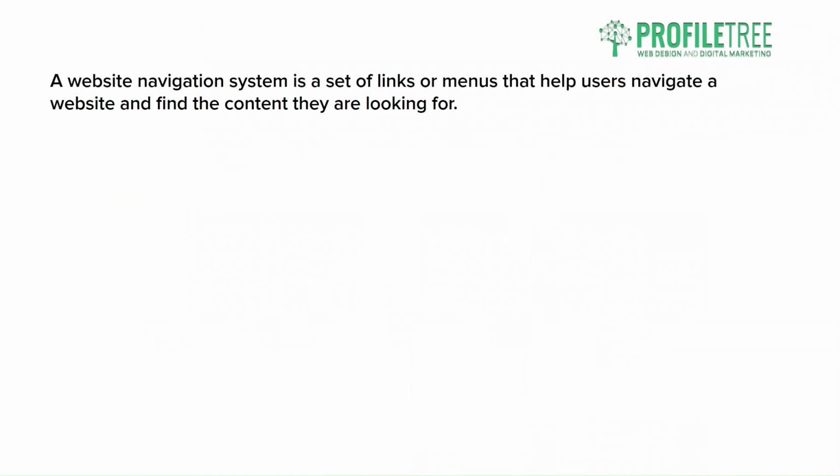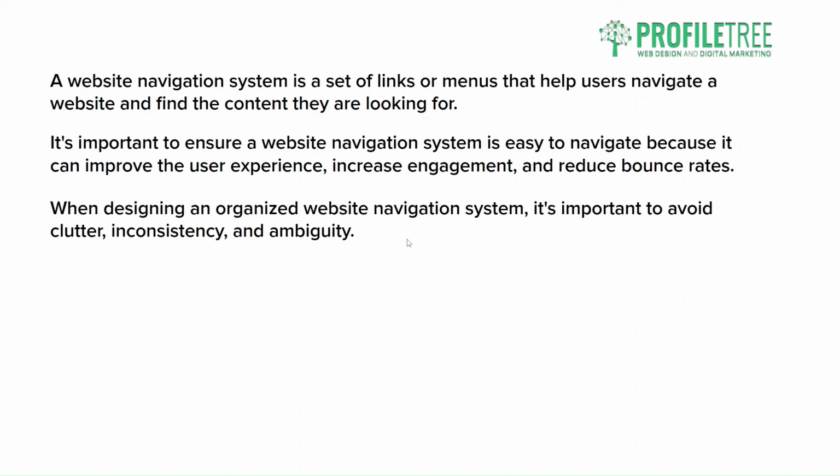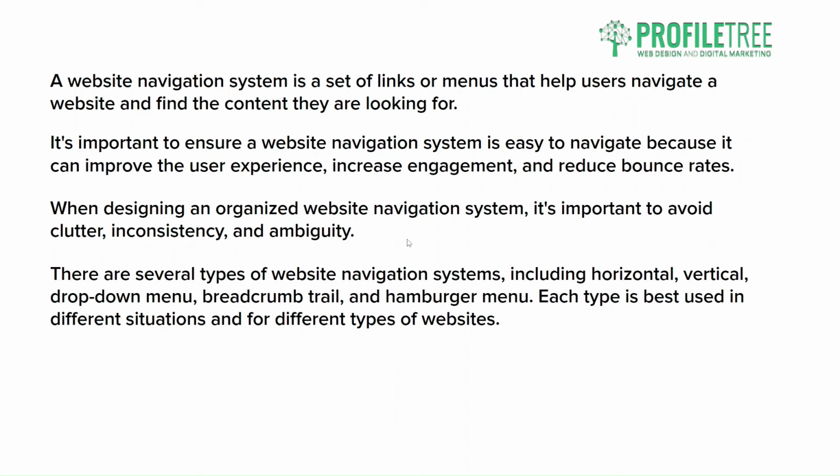So overall, a website navigation system is a set of links or menus that helps users navigate a website and find the content they're looking for. It's important to ensure a website navigation system is easy to navigate because it can improve the user experience, increase engagement, and reduce bounce rate. When designing an organized website navigation system, it's important to avoid clutter, inconsistency, and ambiguity, and there are several types of website navigation systems, including horizontal, vertical, drop-down menu, breadcrumb trail, and hamburger menu. Each type is best used in different situations and for different types of websites.